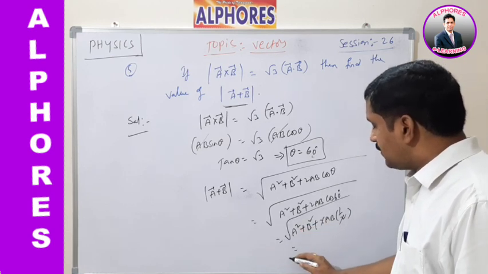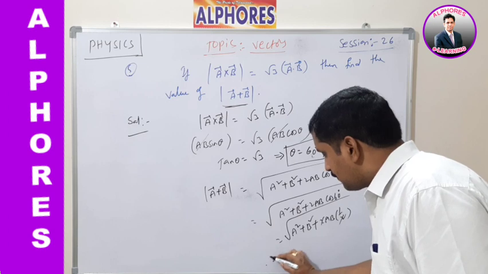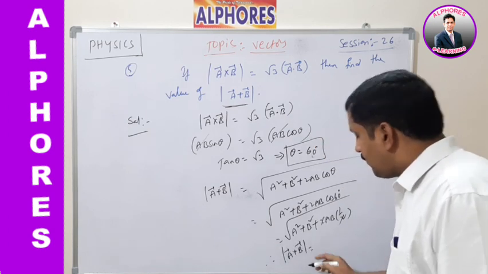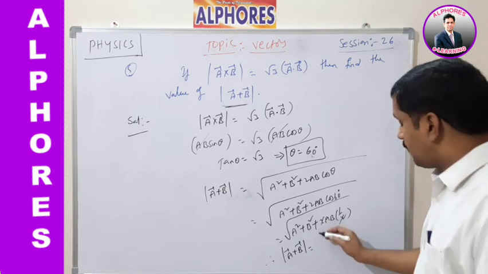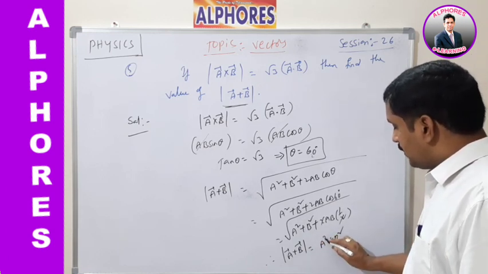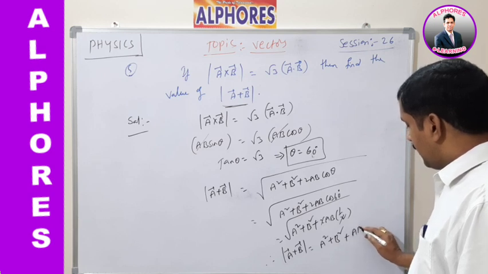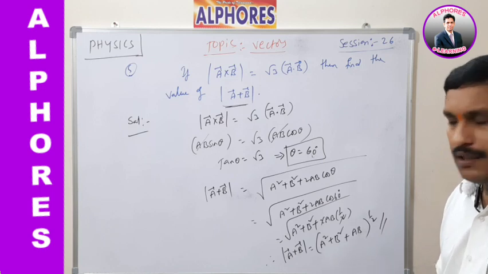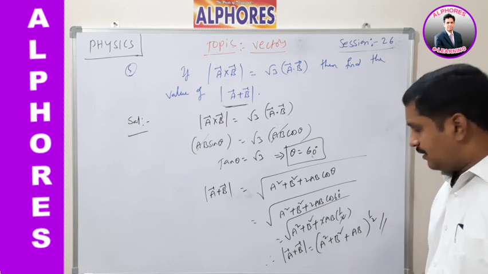Okay, what is the answer therefore? The magnitude of A bar plus B bar, the magnitude of the addition of these two vectors, is equal to what am I getting here? A square plus b square, listen carefully, plus ab, whole power 1 by 2, or root of this value. So this is the final answer.